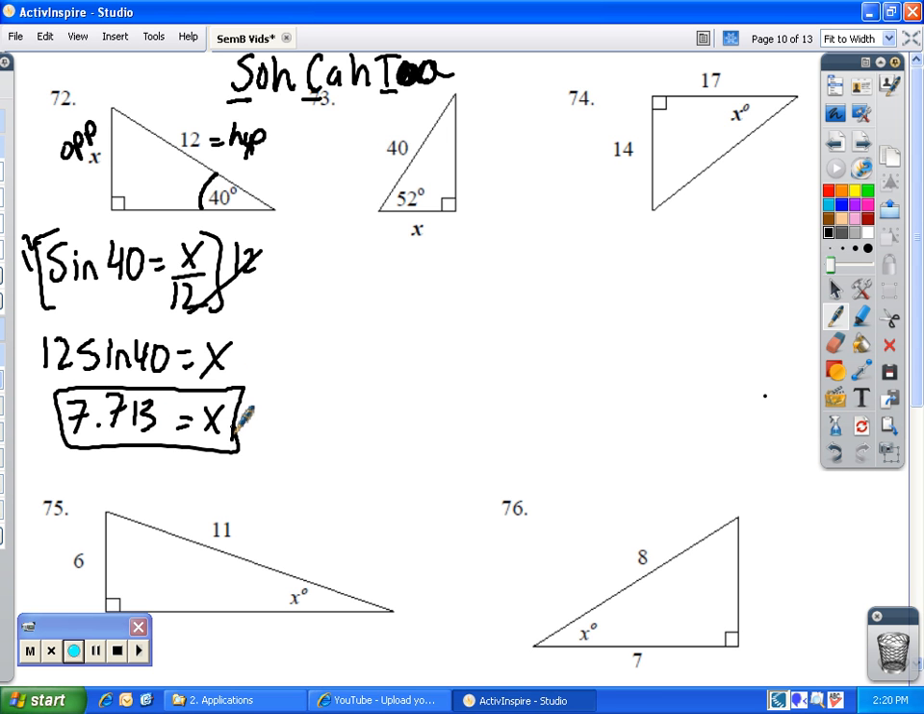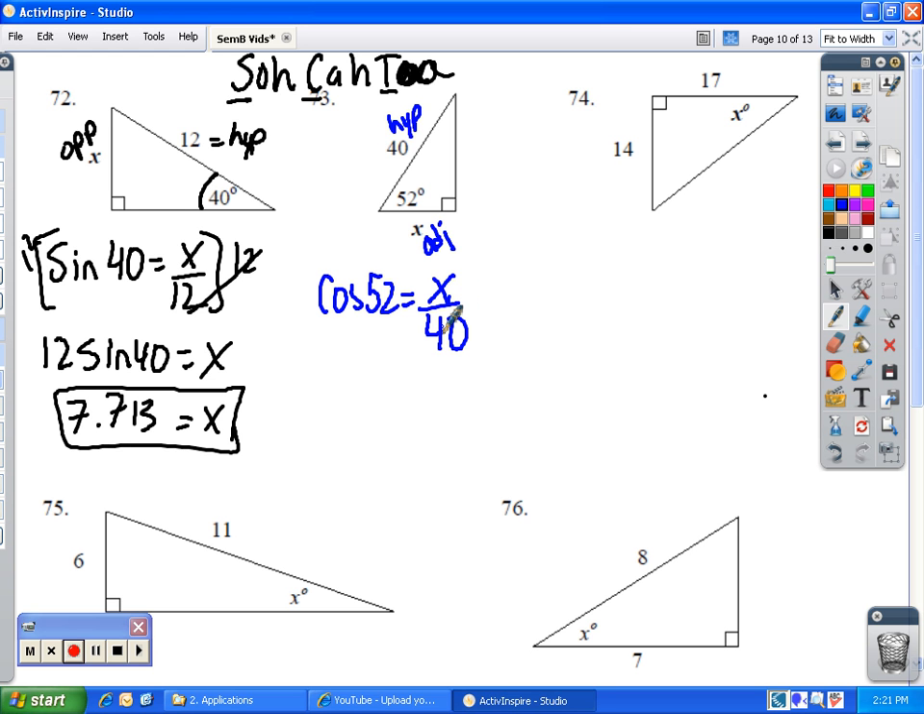Next problem, number 73. Once again, we're going to need to use SOHCAHTOA. I'm going to identify my angle. This time I don't have the side across from it, but I do have the hypotenuse, and I do have x, which is not across and so therefore must be adjacent to it. Which one uses adjacent and hypotenuse? That would be cosine. So the cosine of my angle is equal to adjacent over hypotenuse.